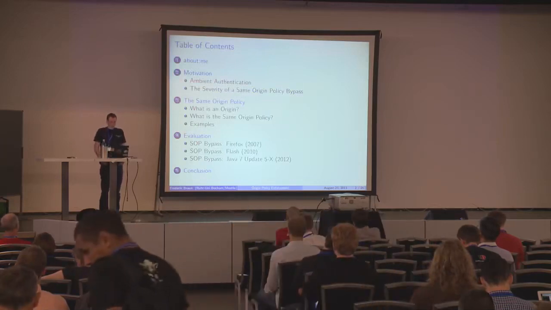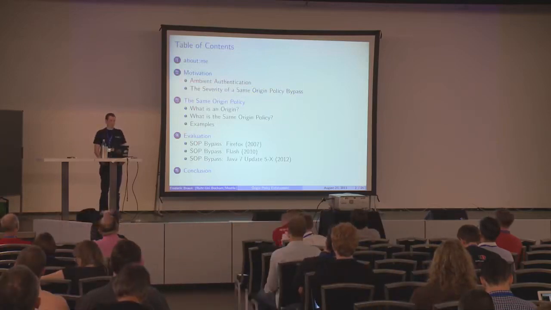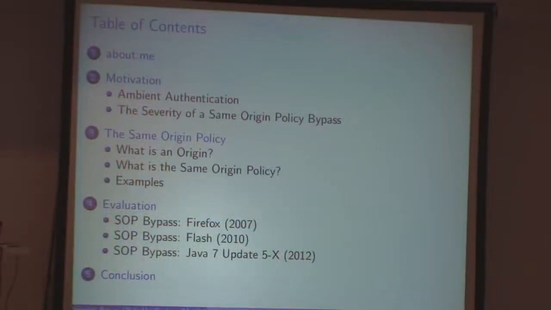So the table of contents: I'm going to briefly talk about me, then give a motivation why it makes sense to look at the same origin policy. I'm going to explain what the same origin policy actually means in terms of how it's spec'd or how it's implemented or supposed to be implemented. Then I'm going to give a few examples of what is problematic with the same origin policy, and then I'm going to show some sort of generalization in terms of how same origin policy bypasses are similar to each other, and something that I found basically. And then I'm going to conclude.